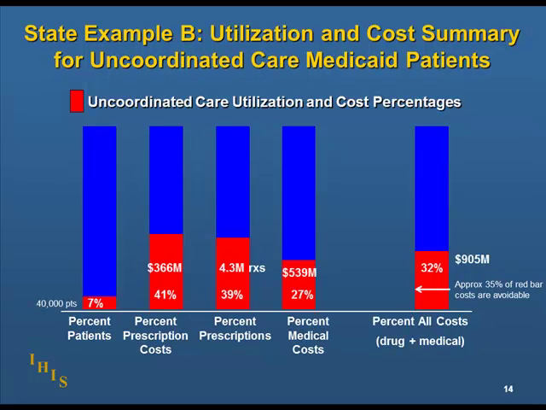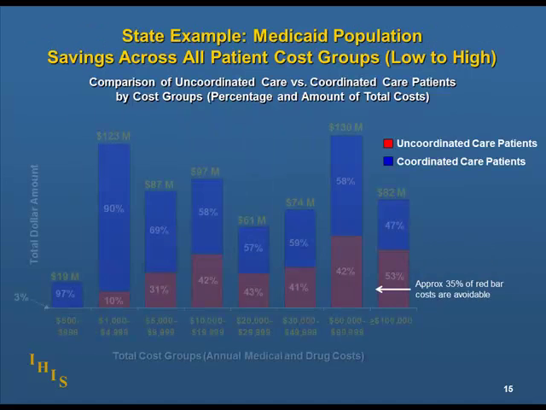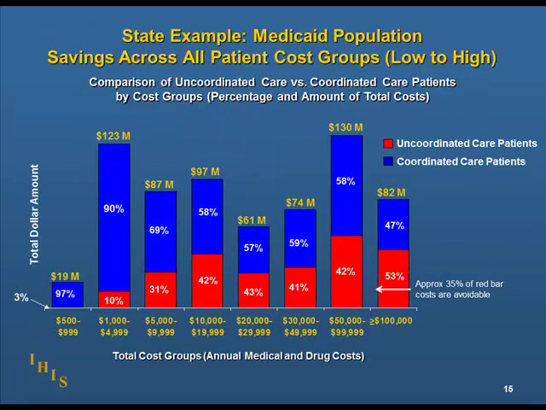So the good thing is, every time we look at a state and we map the state, we see essentially the same thing. This was Florida, the first Florida analysis that we did, about 40,000 patients, 7% of their population, very similar numbers, almost $1 billion here. So the good thing is that the methodology holds up across different populations.